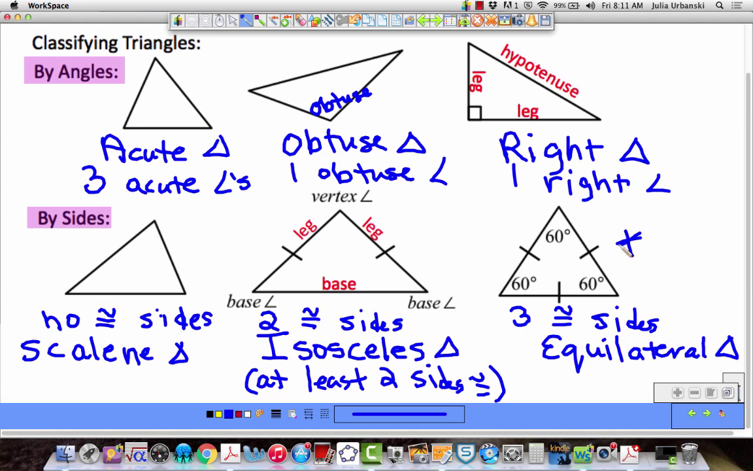So just make a start here, but this is equiangular. Angular for the angles, lateral for the sides. Okay, are those familiar to you? You've heard those words before, right?